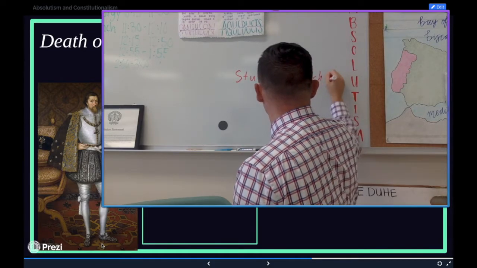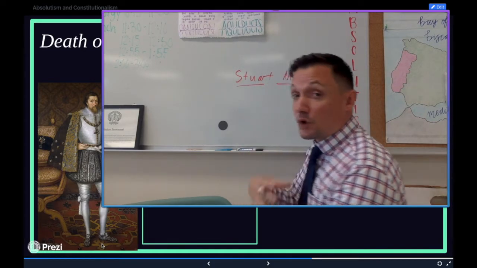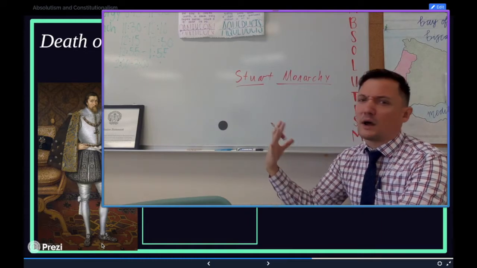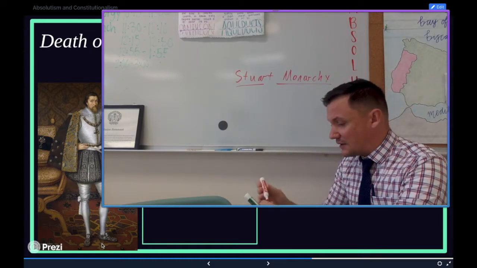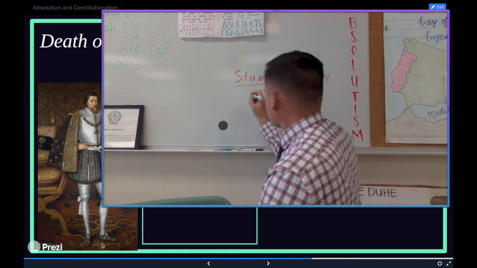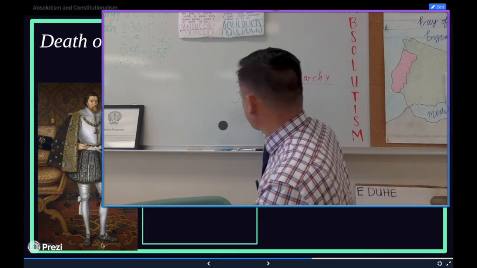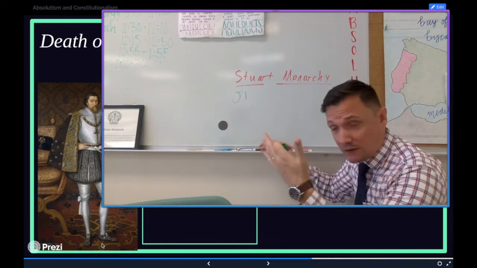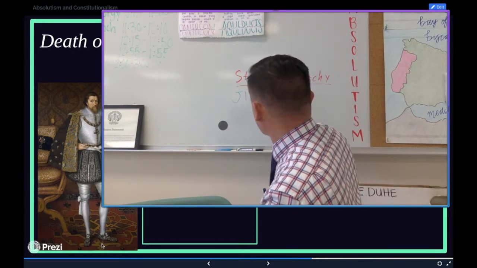The big thing about the Stuart monarchy is that we're going to give it a code. I'm not going to write down every single name, stuff like that. We're just going to give it a little bit of a code, all right? So here's how it goes. It goes James the First, J1, okay? And then it goes Charles the First, C1, okay?